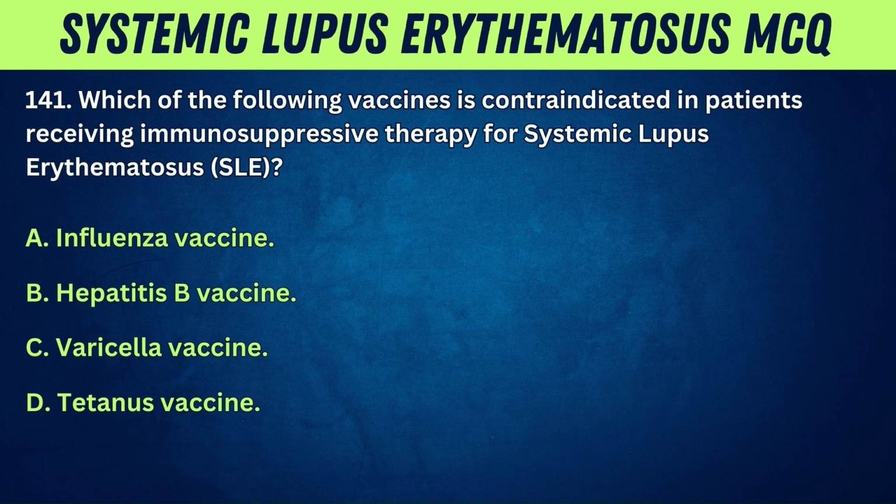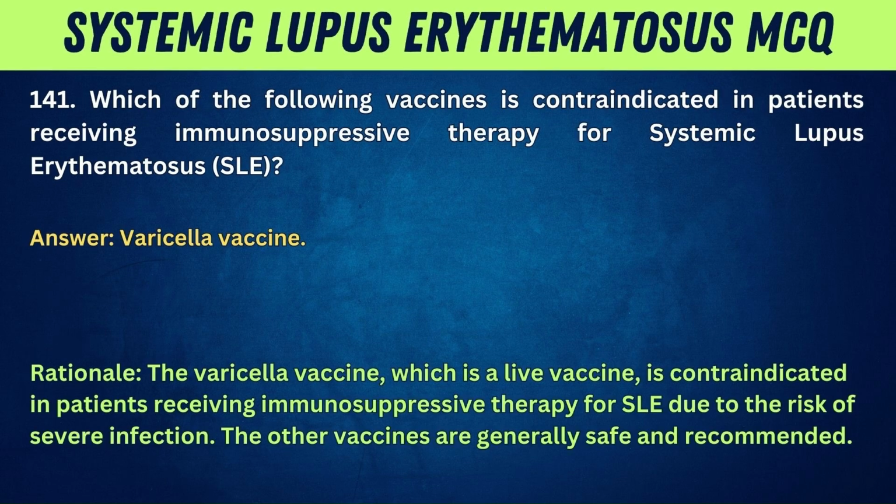141. Which of the following vaccines is contraindicated in patients receiving immunosuppressive therapy for systemic lupus erythematosus, SLE? A. Influenza vaccine. B. Hepatitis B vaccine. C. Varicella vaccine. D. Tetanus vaccine. Answer: varicella vaccine. Rationale: the varicella vaccine, which is a live vaccine, is contraindicated in patients receiving immunosuppressive therapy for SLE due to the risk of severe infection. The other vaccines are generally safe and recommended.